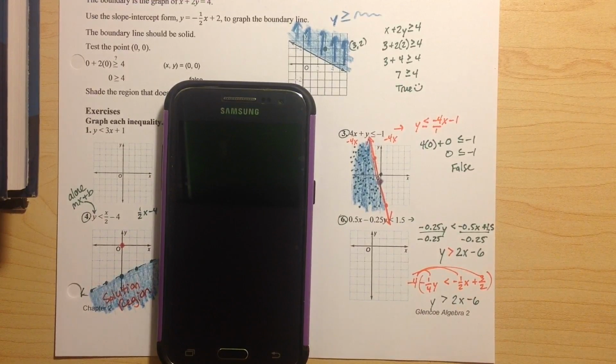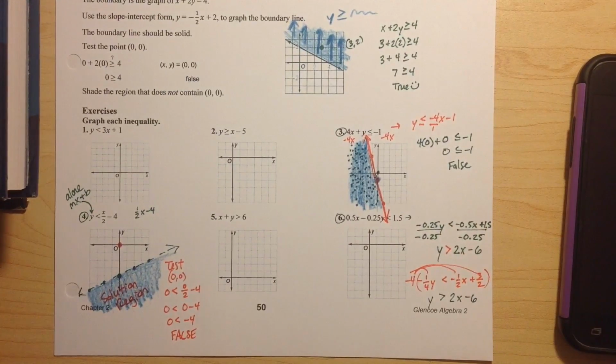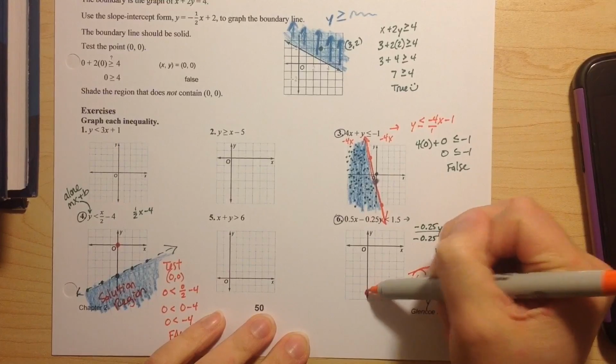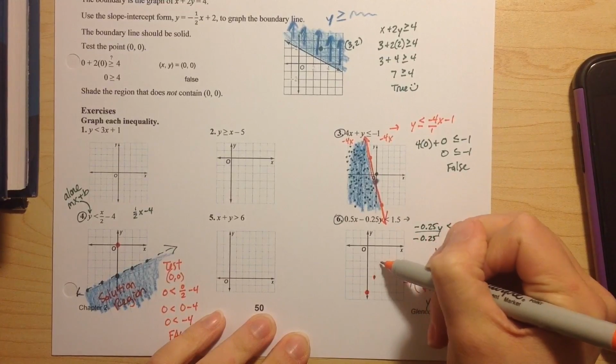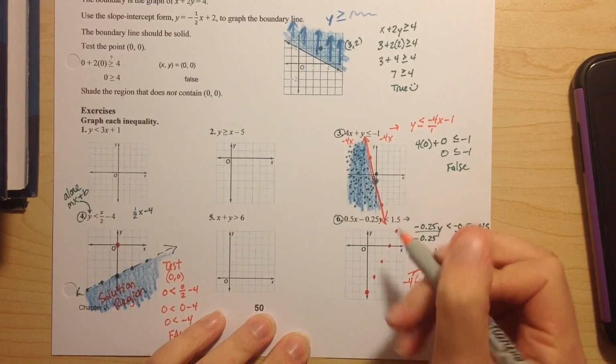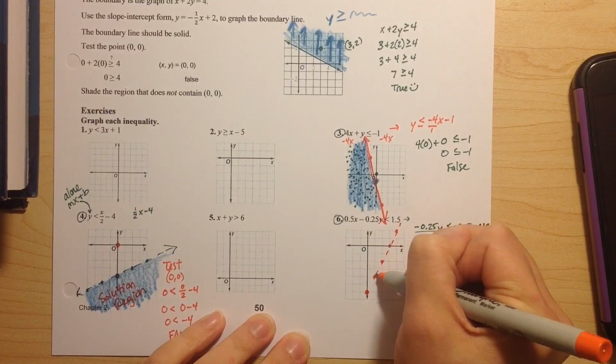So either way, when we graph this, we're going to start down at negative 6. 1, 2, 3, 4, 5, 6. My slope is 2, so up 2 to the right 1. Just like that. Dashed line on this one.